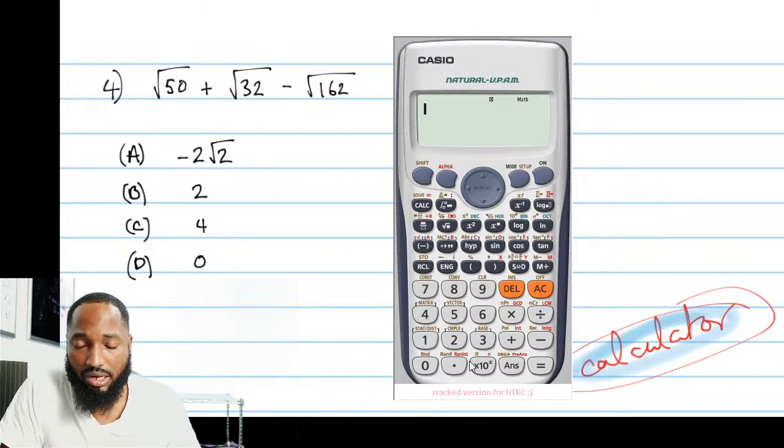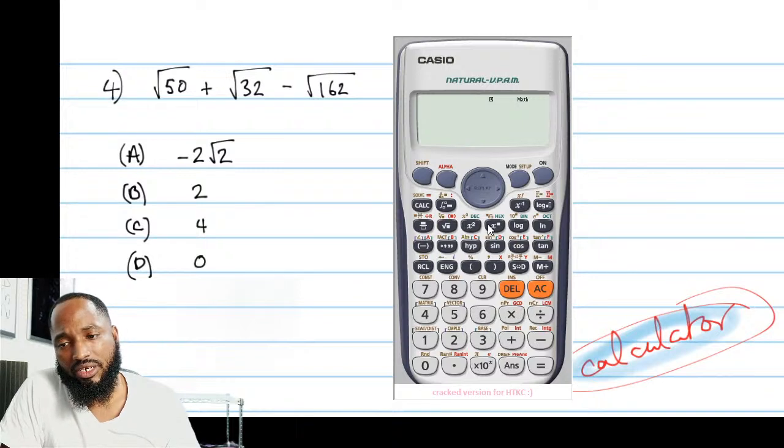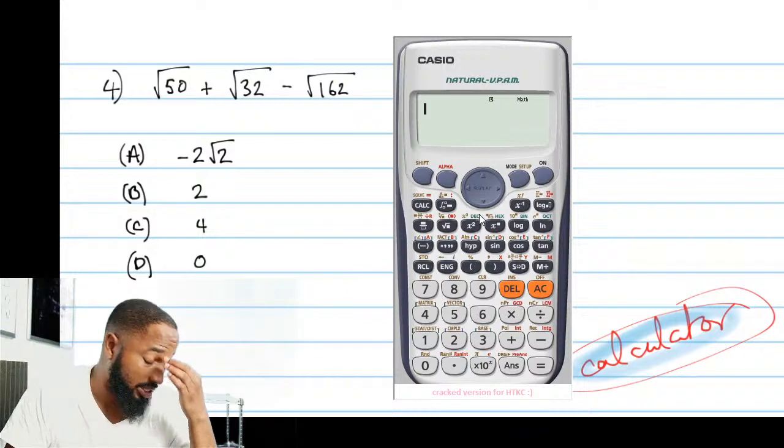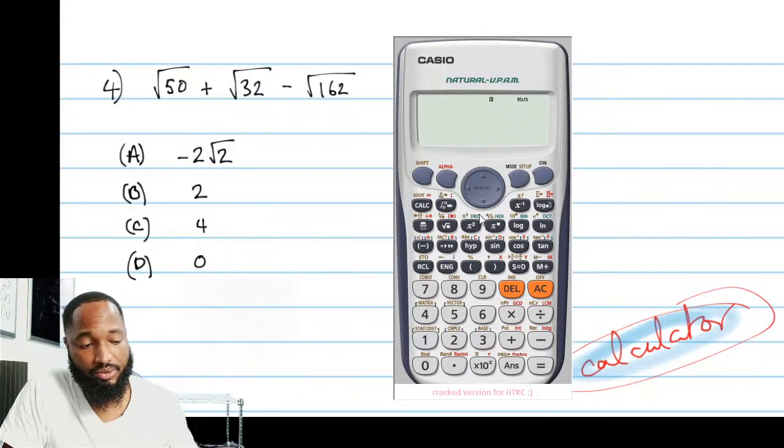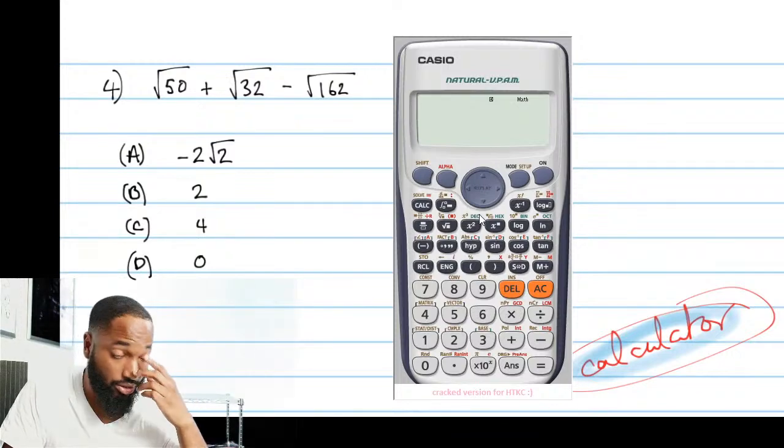I probably have this calculator already. This is one of the better calculators that I recommend. Once you have a nice scientific calculator in pure maths, you're good to go. This is the next nice one. I think I have some high-end Sharps that could do a lot too.